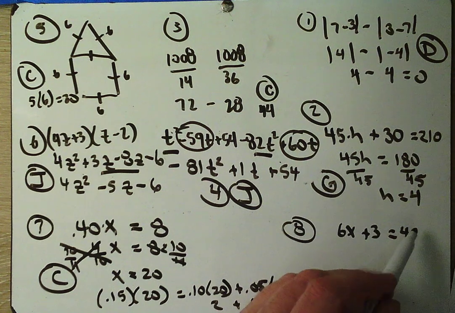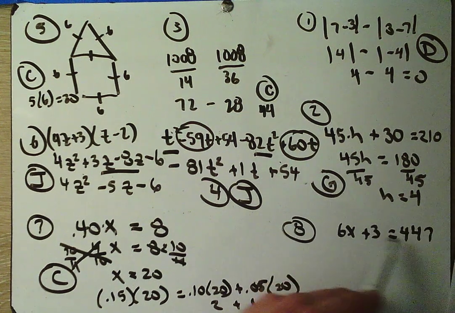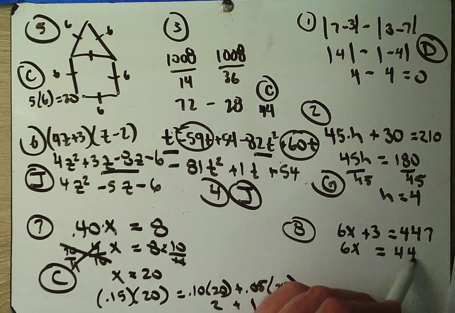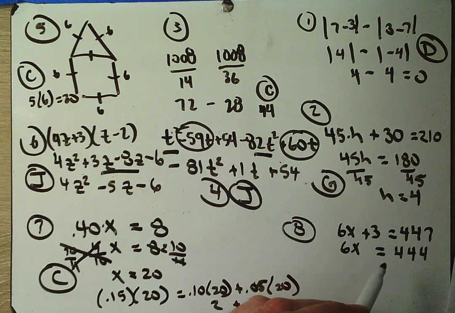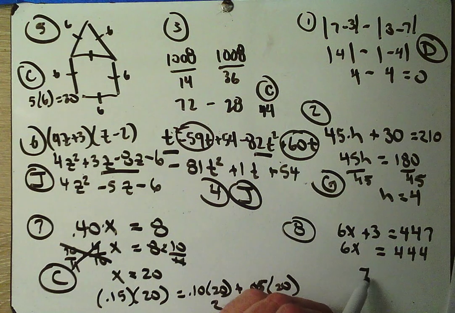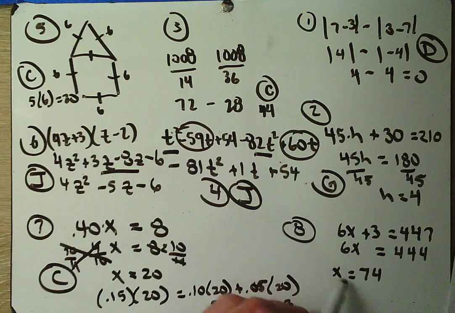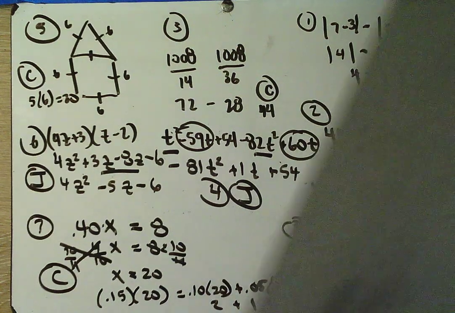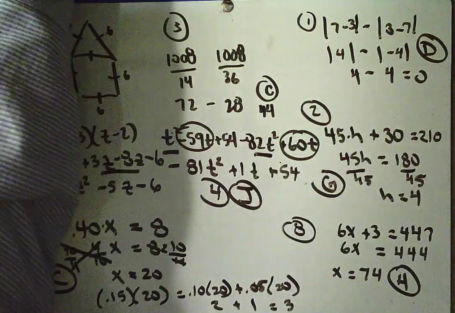And this should equal 447. I'll subtract 3 from both sides, and I'll get 444. And when I divide both sides by 6, I get 74 equals x, and that's choice H. Okay, let's take a look at 9.